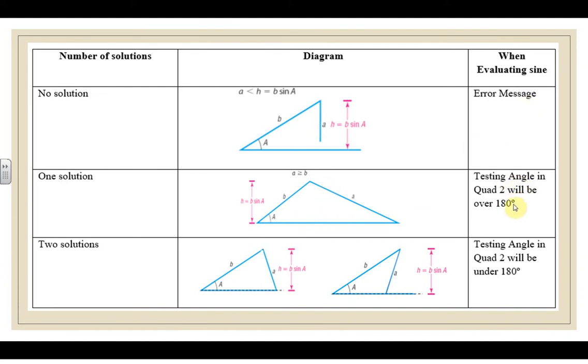You test your angle in quadrant 2, it'll be over 180, and so on. We'll get into that more. Sometimes it'll work for both quadrant 1 and quadrant 2, and it'll still give you enough space to have not one, but two triangles, because sometimes those two numbers that work can add up in the triangle to be 180. We'll talk about this a little bit more.